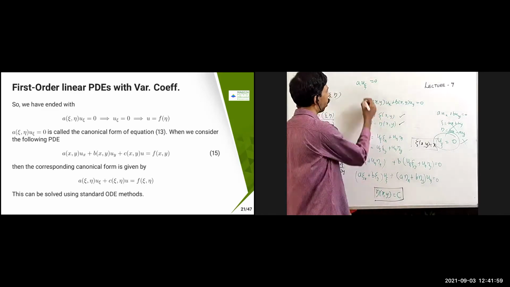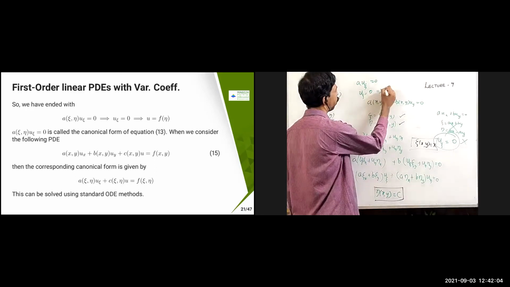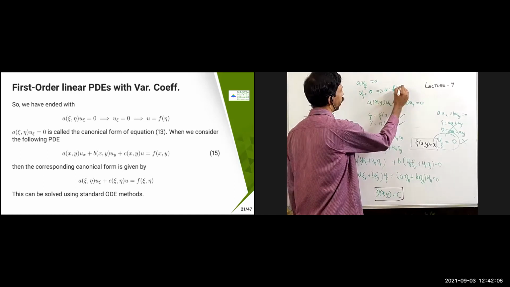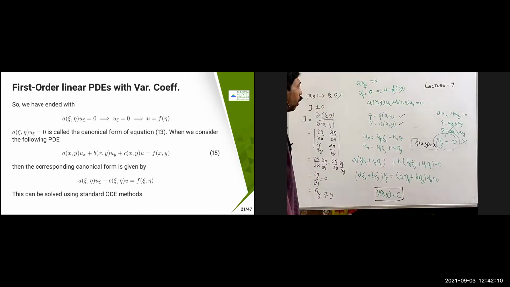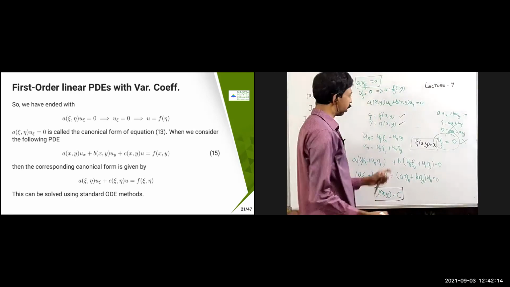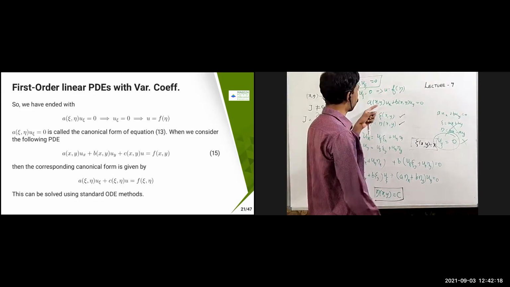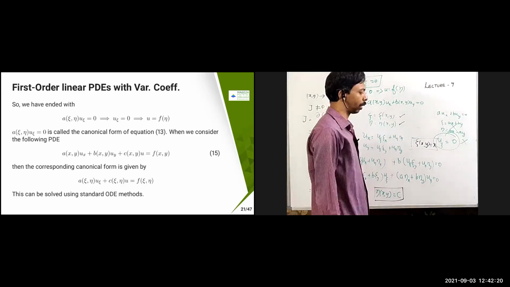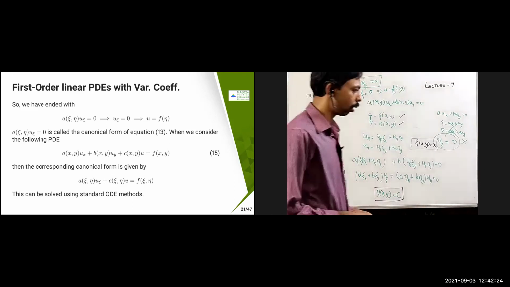So what you get is u chi equal to 0, which gives you u is equal to f of eta. So this equation is called the canonical form of the equation a of x comma y, u x, b of x comma y. Any questions?